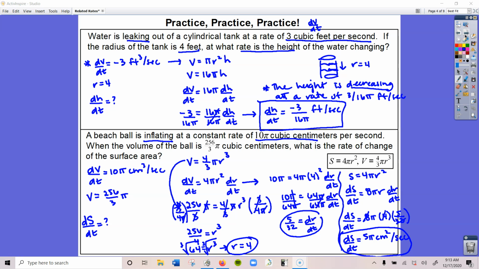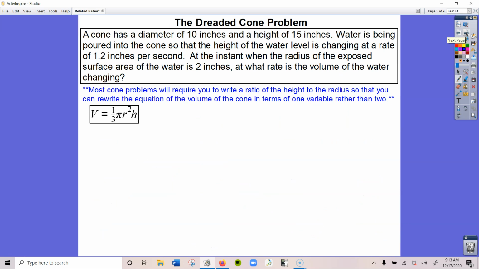Let's look at what I call the dreaded cone problem. Cones typically give most people a hard time, so we're going to take our time with this one. Okay, it says a cone has a diameter of 10 inches and a height of 15 inches. Water is being poured into the cone, so the height of the water level is changing at a rate of 1.2 inches per second. At the instant when the radius of the exposed surface area of the water is 2 inches, at what rate is the volume of the water changing?